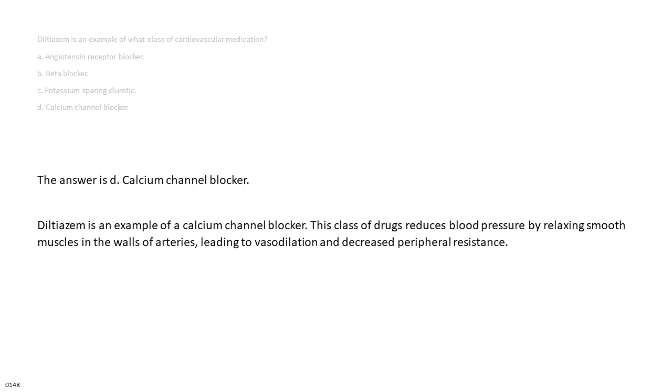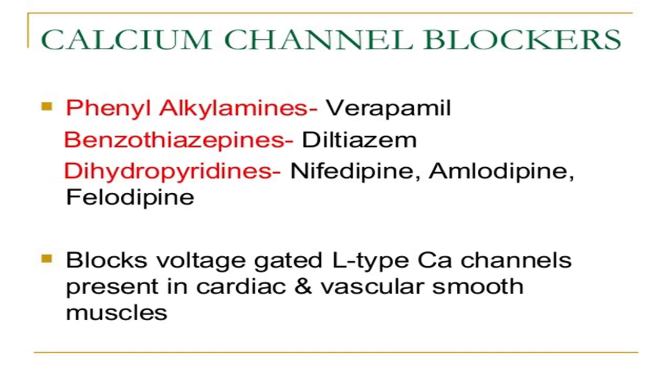Diltiazem is an example of what class of cardiovascular medication? A. Angiotensin receptor blocker. B. Beta blocker. C. Potassium-sparing diuretic. D. Calcium channel blocker.